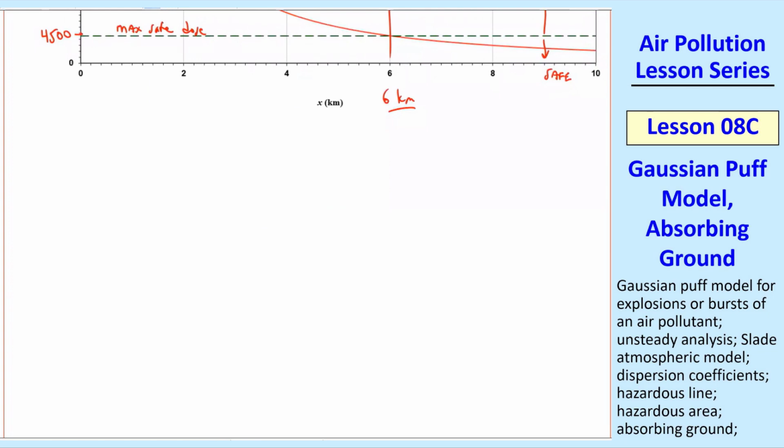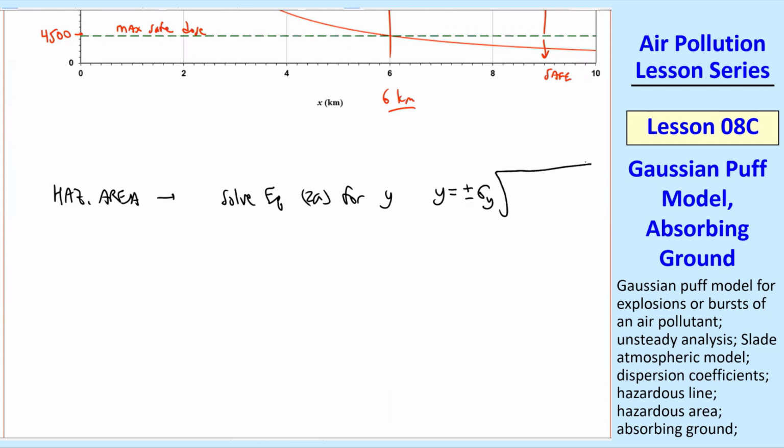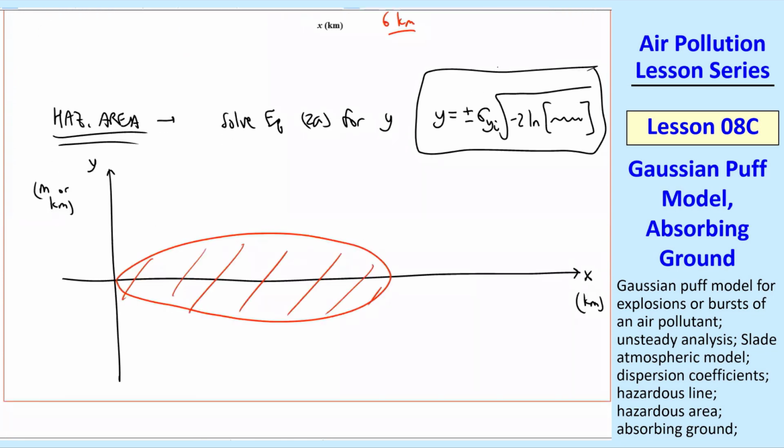Now you can also plot a hazardous area. How do you do that? You solve equation 2a for y, and you've done this numerous times, and it's exactly the same kind of algebra. In fact, we get a very similar looking equation, which I'm going to just write this way and have you do that on your own. We get a plus or minus sigma y. This is now a sigma y, times the square root of -2 natural log of a bunch of stuff from the equation. So you can solve for that like you've been doing, and then plot the hazardous area downwind of the plume. And once again, we expect some kind of an ellipse looking thing.